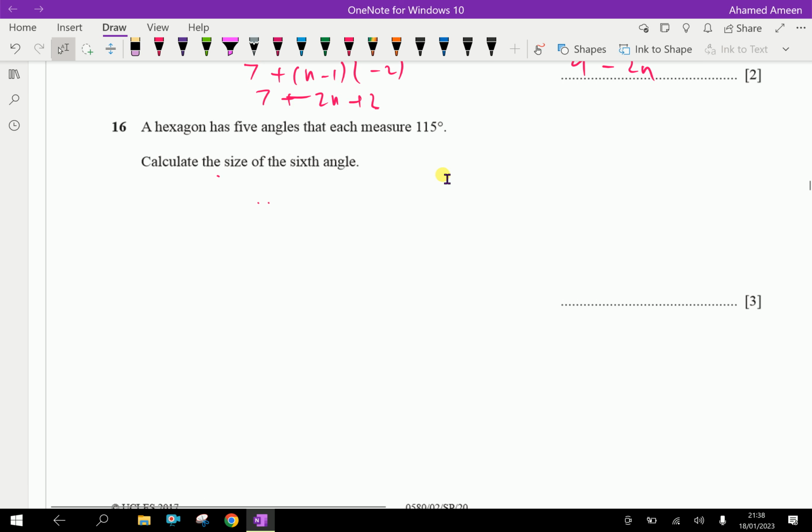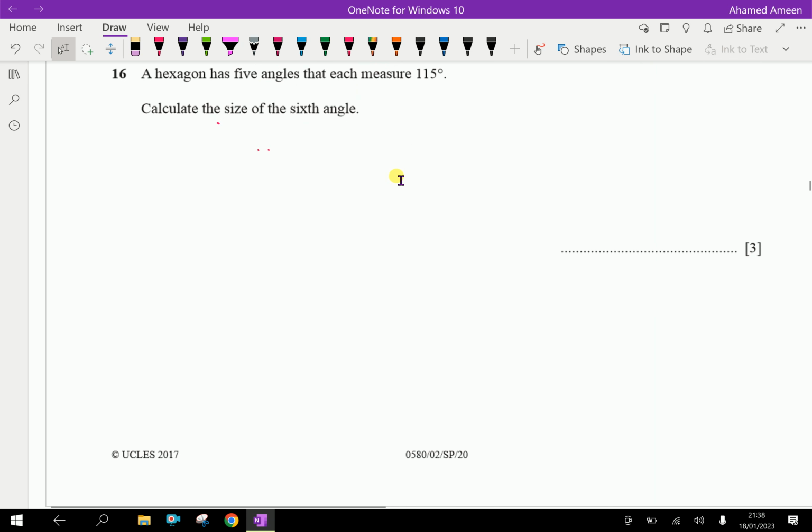A hexagon has 5 angles that each measure 115. Calculate the 6th angle. For a hexagon, total interior angle is 720. So 720 minus 5 into 115, which gives 720 minus 575. Therefore, this is the 6th angle, which is equal to 145. Therefore, the 6th angle is 145 degrees.